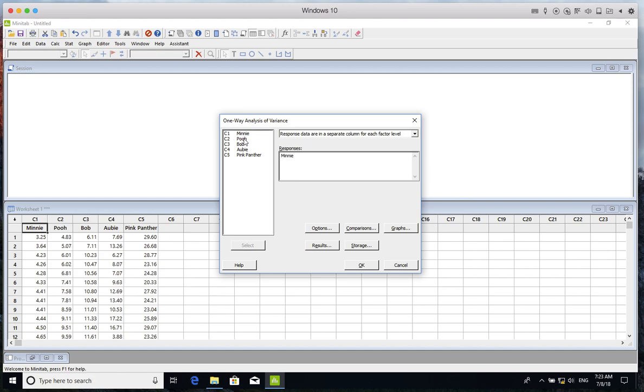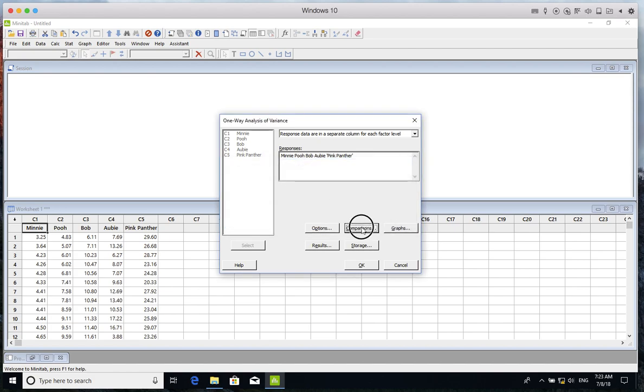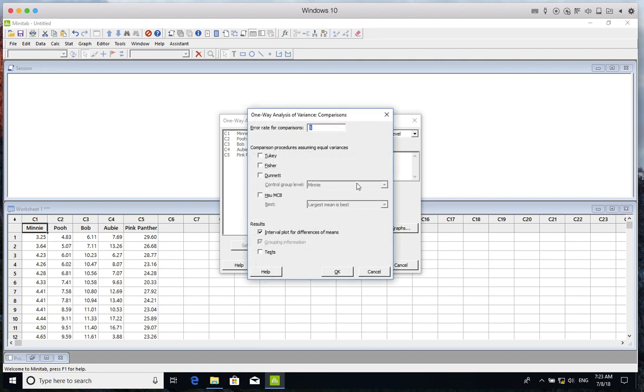So I click Mini, Pooh, Bob, Obi, Pink Panther. Then in options, I keep it to be 95% and assume equal variances. Then in comparisons, I can have some methods for finding the differences of their means.